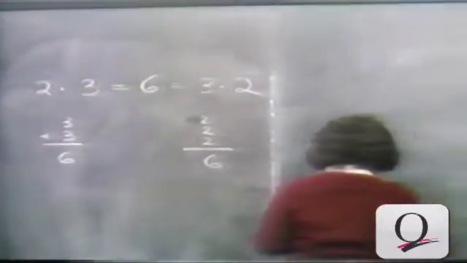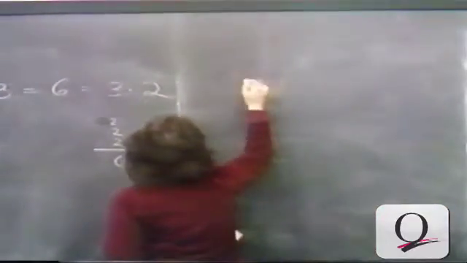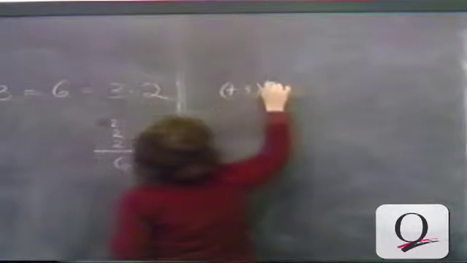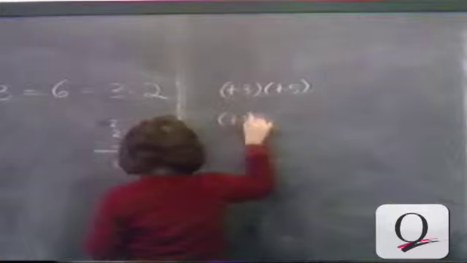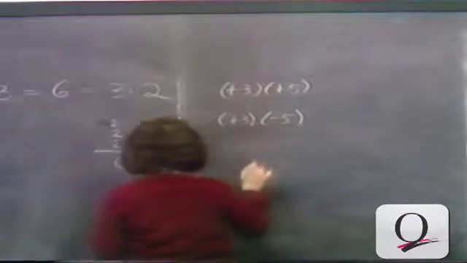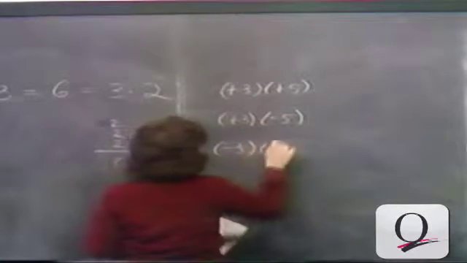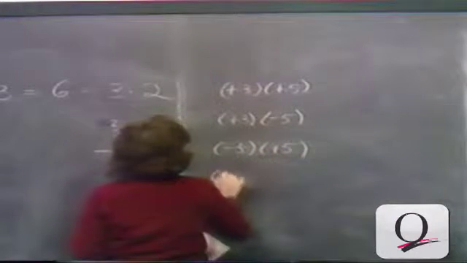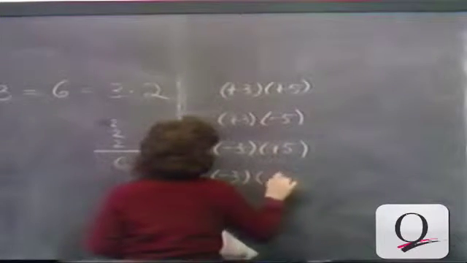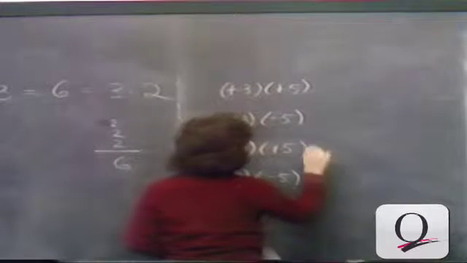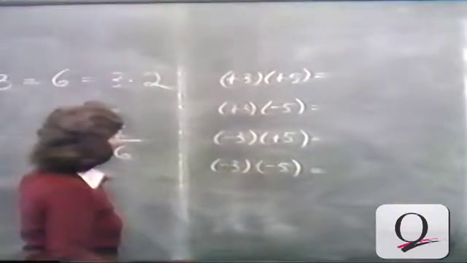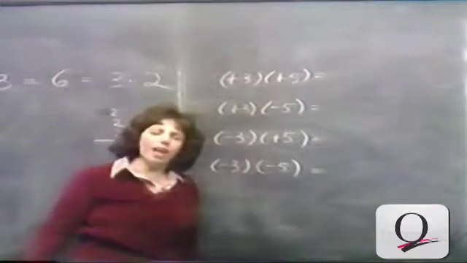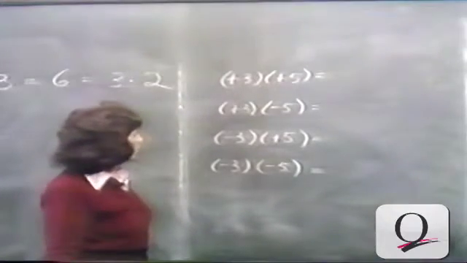Let's make a list of all the possibilities. We could want to multiply a positive number by a positive number, a positive number by a negative number, a negative number by a positive number, or a negative number by a negative number. We would like to develop a rule that works in all of these cases and which is consistent with the rules that we already have for multiplication of natural numbers.